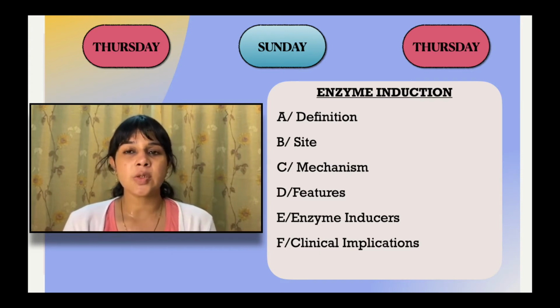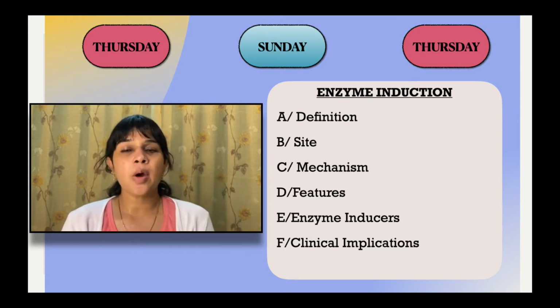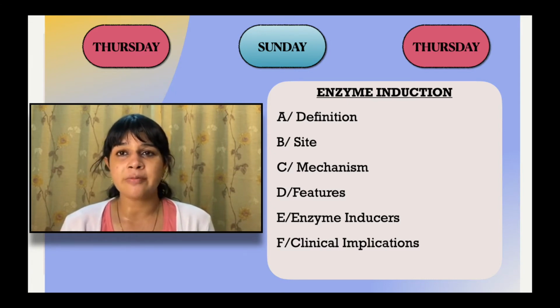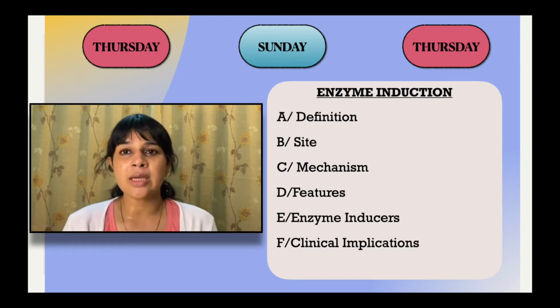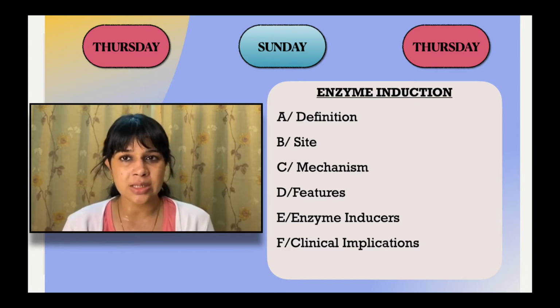Now let's get to know the important features of the enzyme induction. First of all, what can be the consequences of enzyme induction? They are decreased plasma levels, the decreased activity of the drug because its metabolism is enhanced. Some important enzyme inducers are the barbiturates, the phenytoin, rifampicin. If they are used with oral contraceptives, then it may result in the failure of the contraception. If they are used with anticoagulants, then bleeding chances increase.